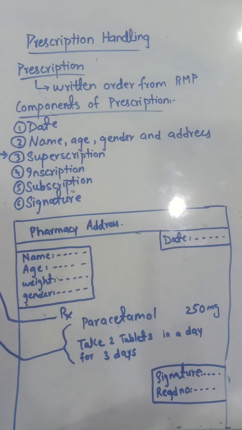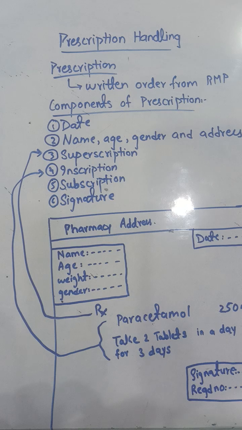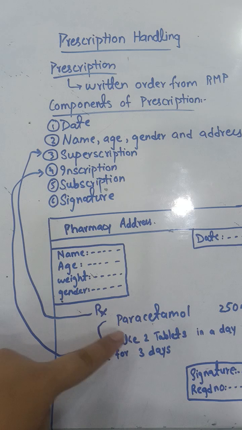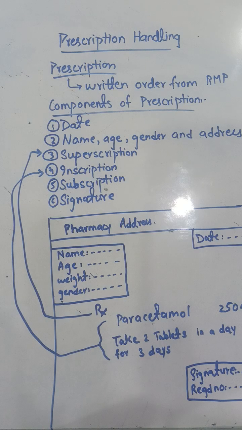Now you can see here, so now we see what is in the inscription. This is the main part of your prescription order, which consists of the name of your particular drug as written here, paracetamol. Any kind of drug could be written here, as you have seen in many prescriptions in your daily life.